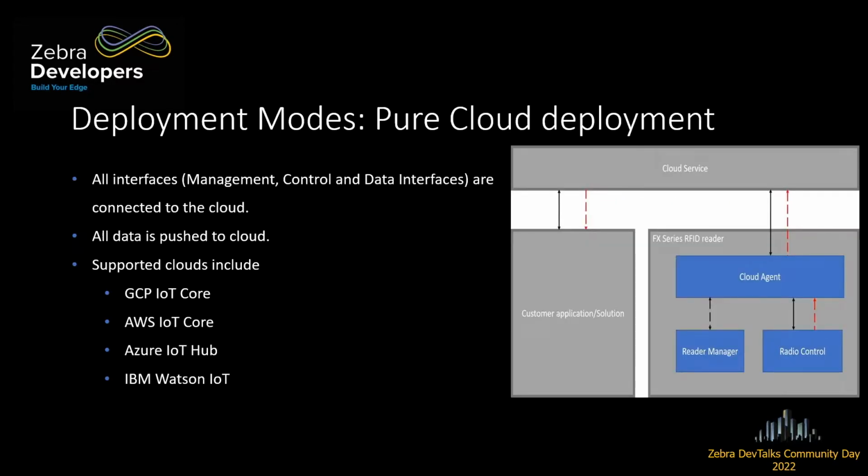So coming to deployment modes, I earlier mentioned the different interfaces we have. There is a management interface, a control interface, a data interface, and a monitoring interface. Now, depending on how you configure it, there are a bunch of deployment modes that are possible. In this case, this is a pure cloud deployment. You can see that the black arrow indicates management and control, and the red arrow indicates data.